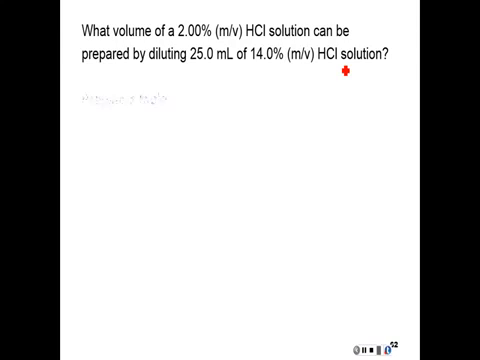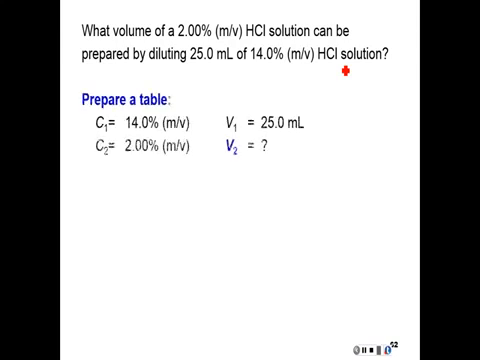So here's an example. What volume of a 2% mass volume HCl solution can be prepared by diluting 25 mLs of 14.0% mass volume HCl solution? So I want to copy out the data first and label that. So let's get a better look at it. What we're doing is we're starting with a very concentrated solution, 25 mLs of it. We want to add water until the concentration drops down to 2%.